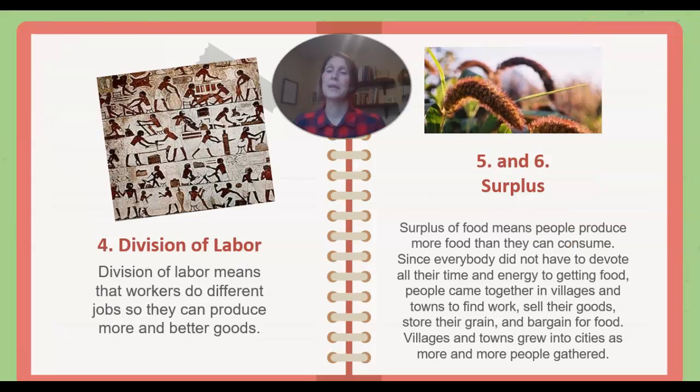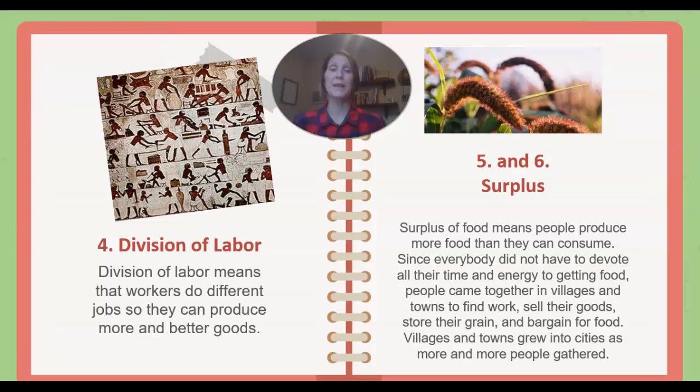Question number 4, division of labor. Division of labor means that workers do different jobs so they can produce more and better goods. Questions number 5 and 6, surplus. Surplus of food means people produce more food than they can consume. Since everybody did not have to devote all of their time and energy to getting food, people came together in villages and towns to find work, sell their goods, store their grain, and bargain for food. Villages and towns grew into cities as more and more people gathered.